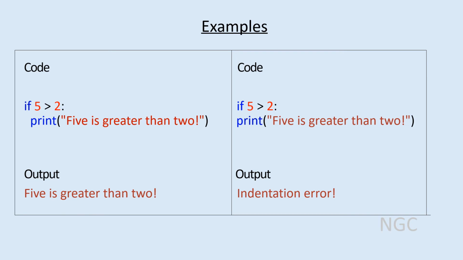So in the first example, where we have a space before the print statement, the block is executed without any error and the print statement is being printed. But when we consider the right side example, we have a print statement inside the if block with no indentation. So it doesn't indicate the block, and so there is an indentation error here.